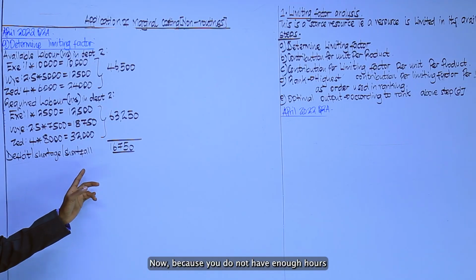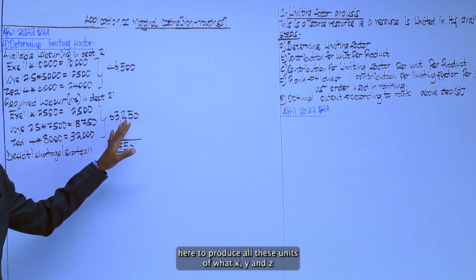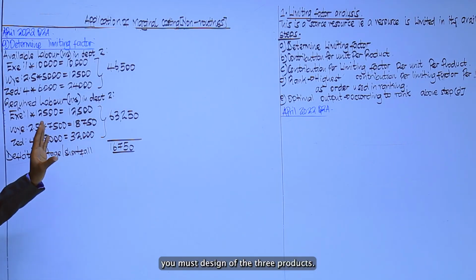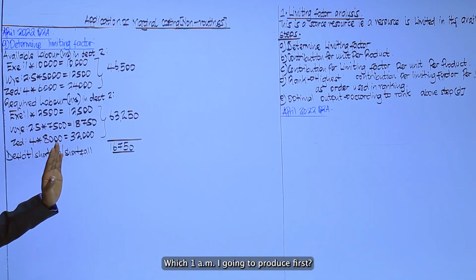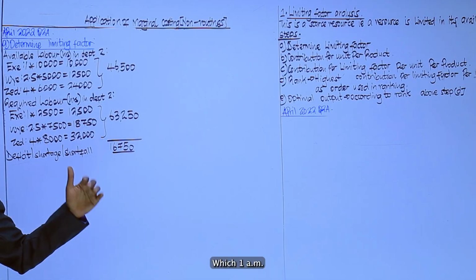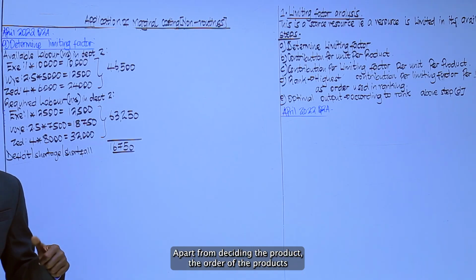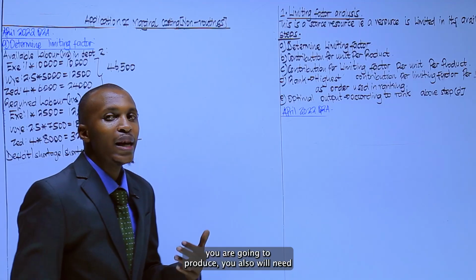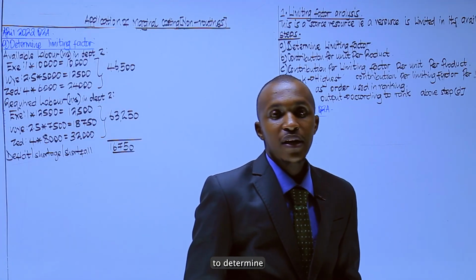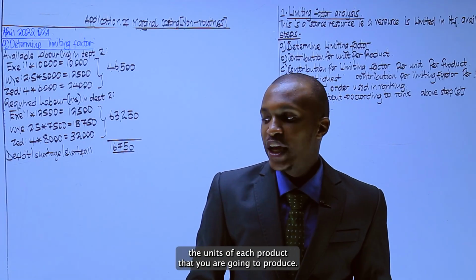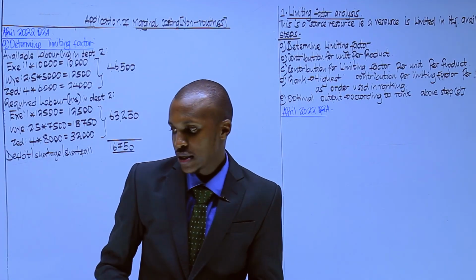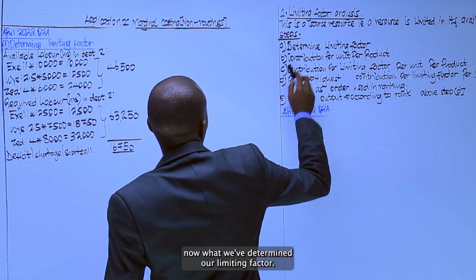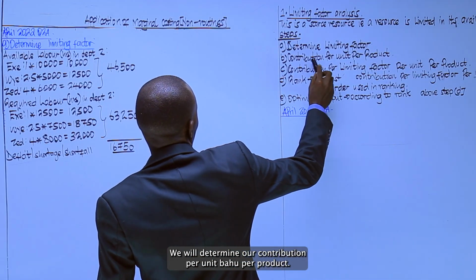Now, because you don't have enough hours here to produce all these units of X, Y, and Z, you must decide of the 3 products, which one am I going to produce first? Which one am I going to produce last? Apart from deciding the order of the products you're going to produce, you also will need to determine the units of each product that you're going to produce in that particular period.